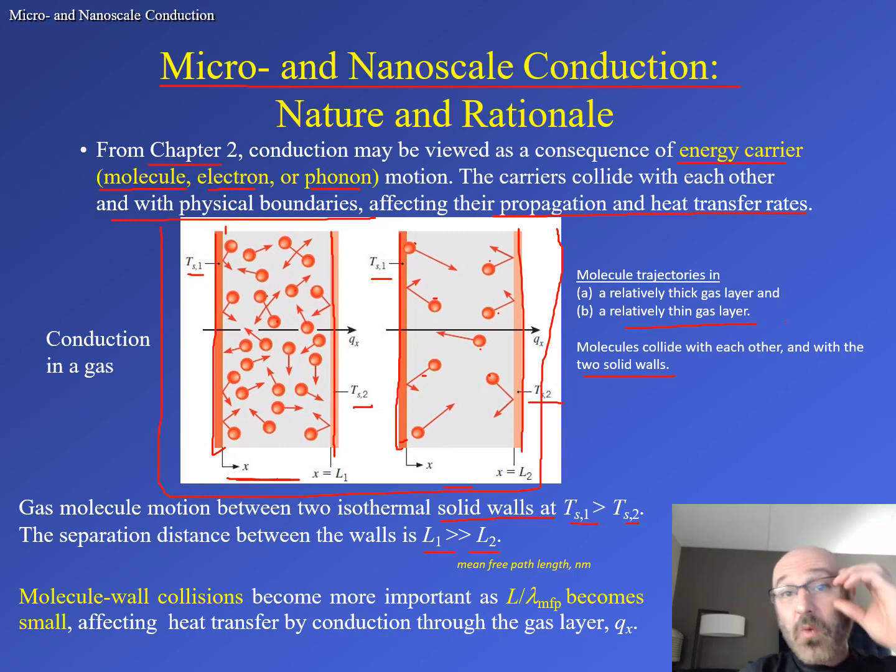So the molecular wall collisions become important as this length, L over lambda, where lambda is our mean free path length in nanometers, becomes small. As that becomes small, molecular wall collisions become important, affecting the heat transfer by conduction through the gas layer. So our Q_x is going to be affected by that.